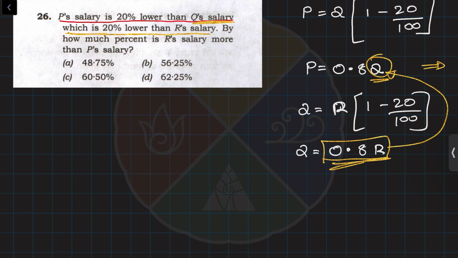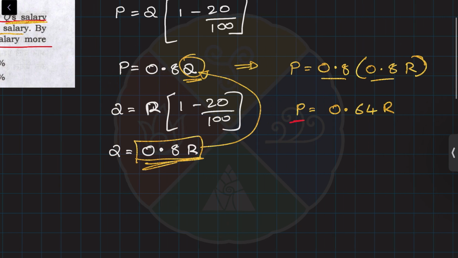Okay, now let's see the remaining question. By how much percentage is R's salary more than P's salary? We are going to compare P and R. That relationship is already given here. This says that we are getting P's value by multiplying a smaller value with R's value. If any value is multiplied by a value less than 1, the value is coming down. So R has a higher salary and P's salary is lesser than R, that is 0.64 times R. We are going to use that concept to solve this problem.